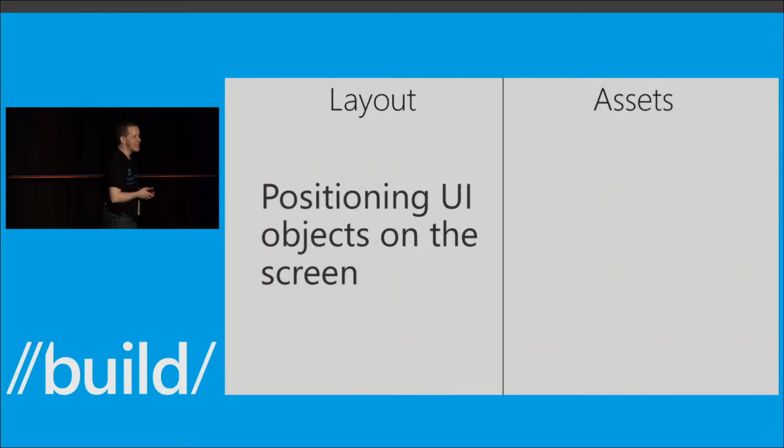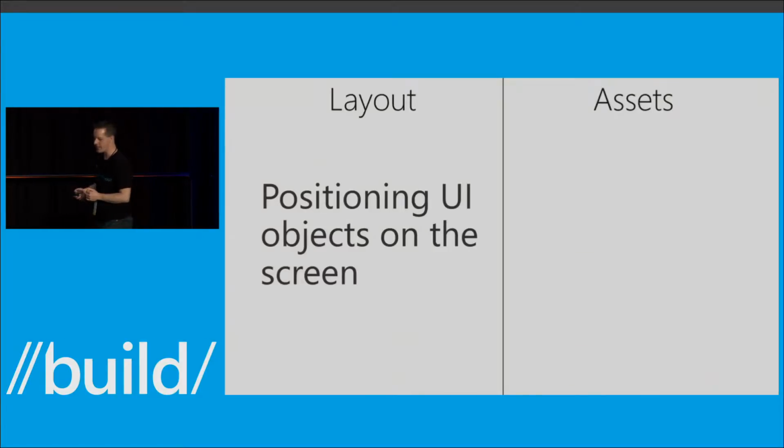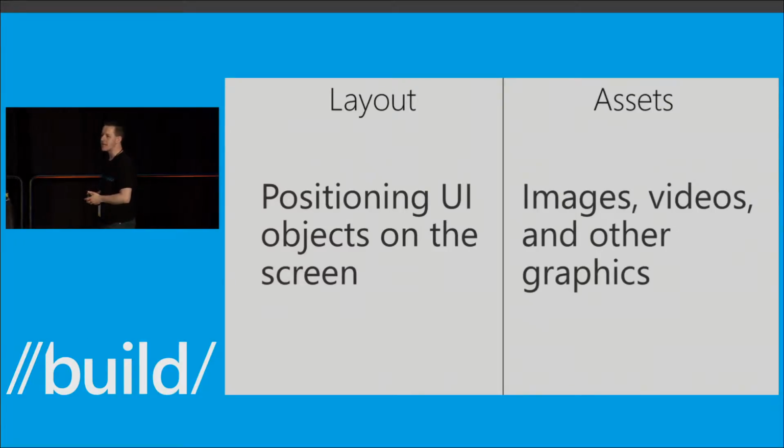And when I say layout, I'm talking about the positioning of UI objects on the screen, right? How many elements in a list, how many buttons across the screen, how many photos in my gallery, stuff like that. And when I'm talking about assets, I'm talking about things like PNGs, JPEGs, videos, 3D models, all those kind of graphical type things, right? And we're going to separate these two things.